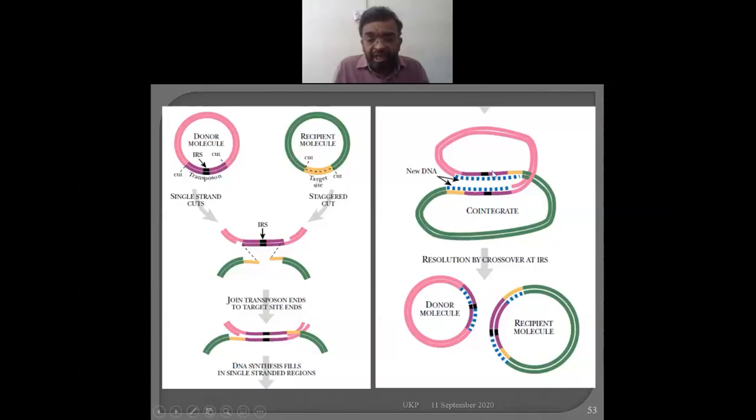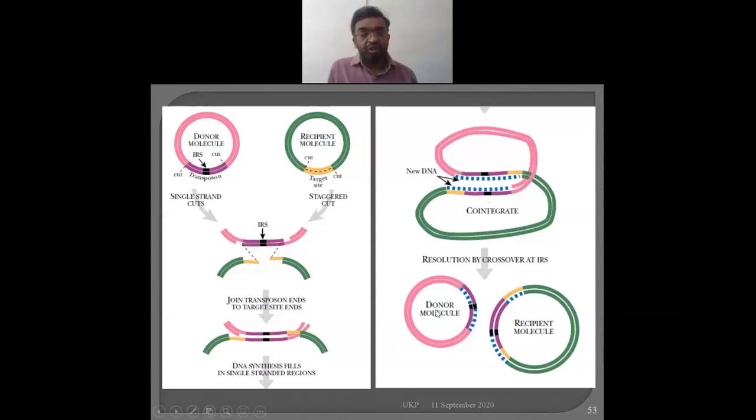While separation, because it becomes a fused molecule, it should be properly cut in such a way that each molecule gets a transposable element copy. For that purpose, a resolution system comes in. The IRS site, which is present here and here, is recognized by the resolvase protein, and then it gets cut.